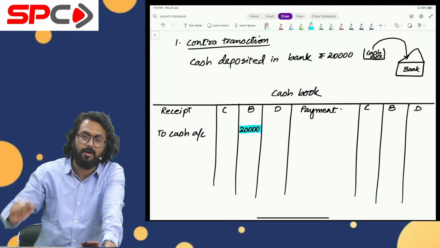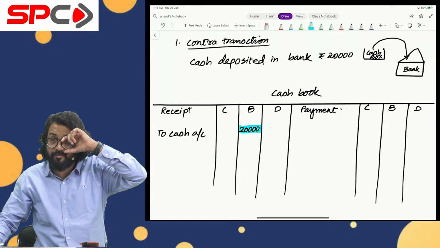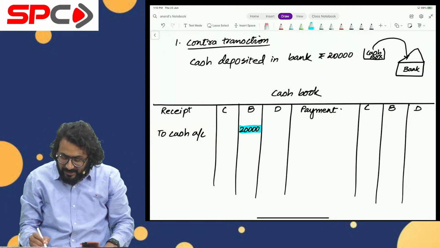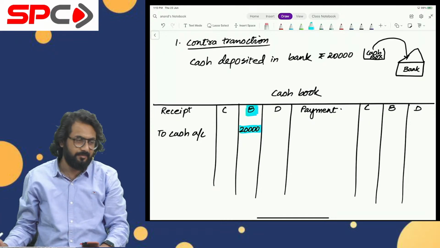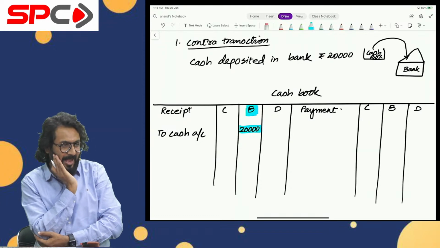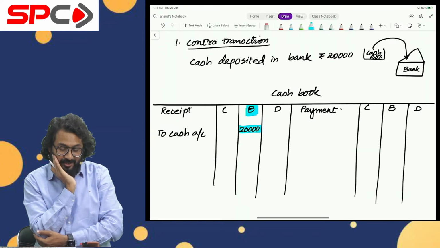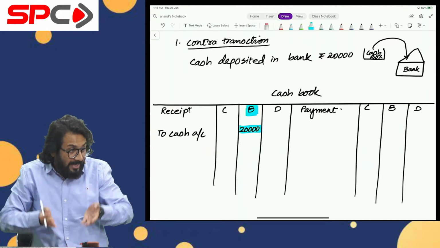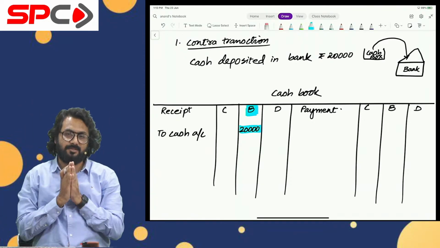In the same ledger I cannot write down the name of the same account. So in the cash account, can I write down the name of cash? No. In the bank account, can I write down the name of bank? No. So if you understand, this is a bank account. The bank column stands for what? Bank account. And in the bank account, I write down what? To cash. So what I am saying is, in bank, the balance increased because of cash.